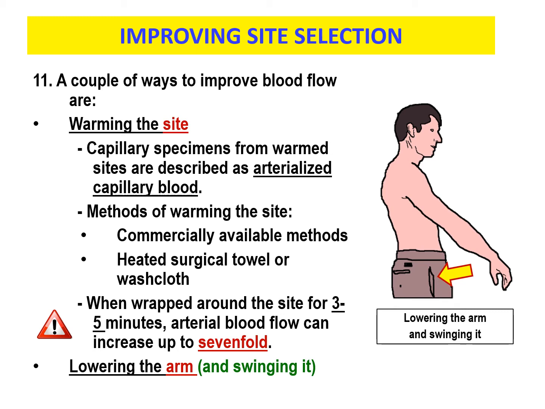Also remember, lowering that arm down and swinging it just a little bit will get that blood flowing down to the tips of the fingers, which can help in making sure there's enough blood down there in the tip of the fingers to improve the chances of you getting your blood drawn and drawn quickly.